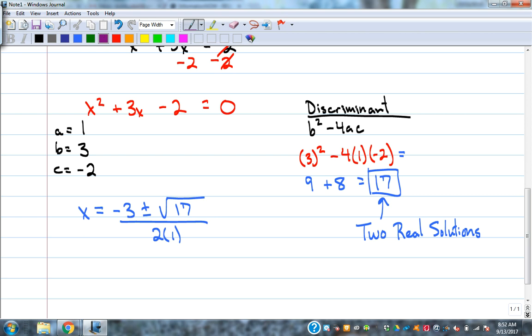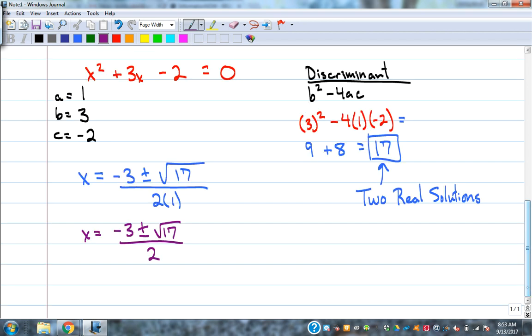We would look at the square root and say, can I simplify the square root of 17? 17 is prime, right? So it doesn't break down. Nothing comes out of the radical there, so it's not going to simplify. 2 times 1 is 2, so on the bottom, we just got 2. So we got negative 3 plus or minus the square root of 17, all divided by 2.